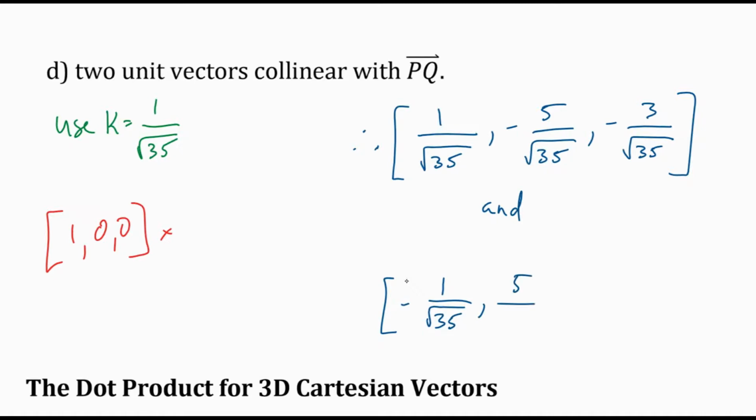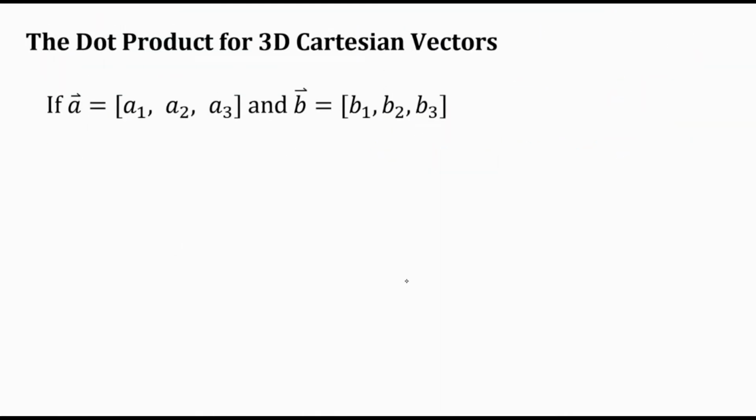So if you notice what I've done, I've just multiplied through by -1, and I just have a unit vector that's in the opposite direction now. And those are the only 2: one that's in the same direction as PQ and one in the opposite direction of PQ. You're never going to be asked to find 3, but if you're asked to find 2, that's how you do it. Okay. The dot product for Cartesian vectors.